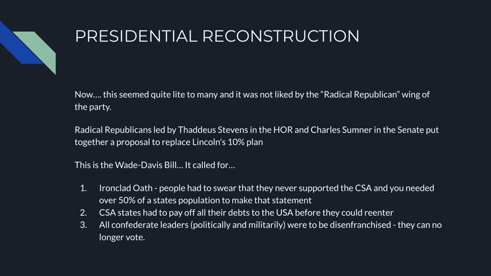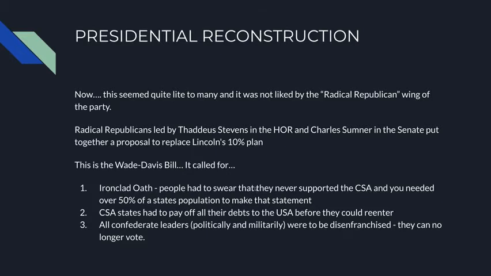Now, this seemed quite light to many, and it was not liked by the radical Republican wing of the party. Radical Republicans, led by Thaddeus Stevens in the House of Representatives and Charles Sumner in the Senate, put together a proposal to replace Lincoln's 10% plan, and it was called the Wade-Davis Bill, and it called for an ironclad oath. People had to swear that they never supported the Confederate States of America, and you needed to have over 50% of a state's population to make that statement. Also, each individual state of the Confederacy had to pay off their debts to the United States before each individual state could re-enter. And then the third thing was all Confederate leaders, politically and militarily, were to be disenfranchised.